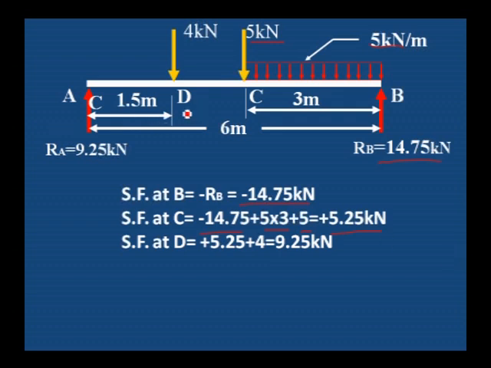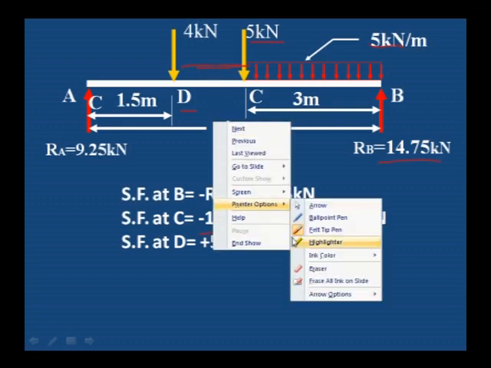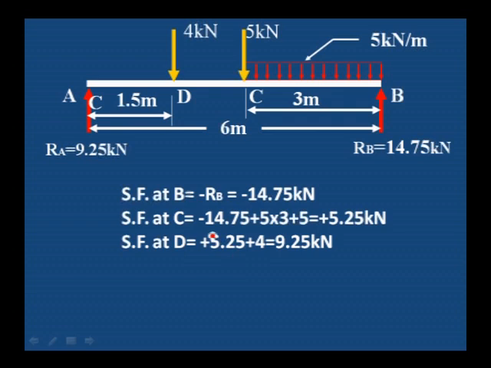Then shear force at D. No load in between D to C, but at D one point load is there, 5.25 previous value plus 4 kilonewton, that is 9.25 kilonewton is the shear force at D. No load is added between C to D, therefore shear force at A is also equal to 9.25, that is equal to the RA value. 9.25 kilonewton plus value of shear force at A. Like this we have to calculate the shear force.